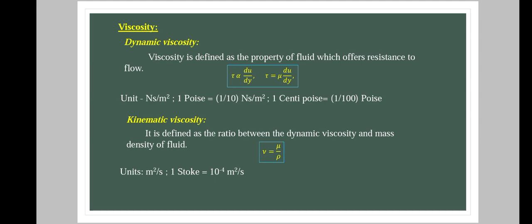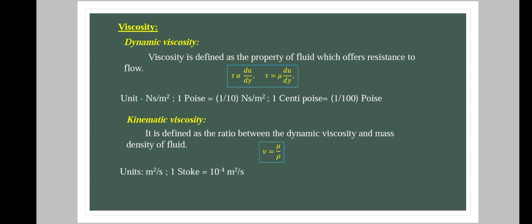First thing is viscosity. Here we will see the types of viscosity. The first is dynamic viscosity and the second is kinematic viscosity. The dynamic viscosity is defined as the property of the fluid which offers resistance to the flow. That is tau is equal to mu du by dy. The unit of viscosity will be poise. Here, 1 poise will be equal to 1 by 10 Newton second per meter square. And kinematic viscosity is defined as the ratio between the dynamic viscosity and mass density of the fluid.